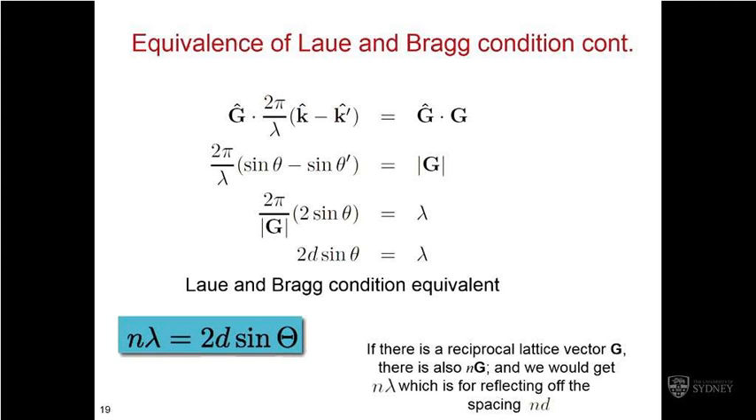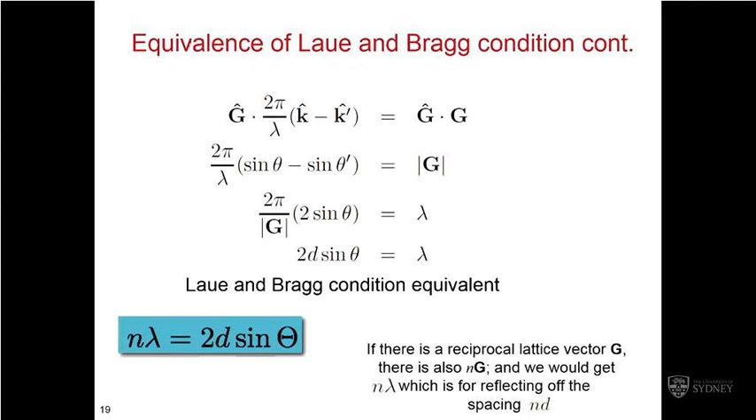The Bragg condition has n in there, where n is an integer. If you do the same working here, instead of with G, but with nG, because nG is also a reciprocal lattice vector, then you can get your n into the equation there. So when you hear about the Laue condition and the Bragg condition, you just know that they're basically the same thing.